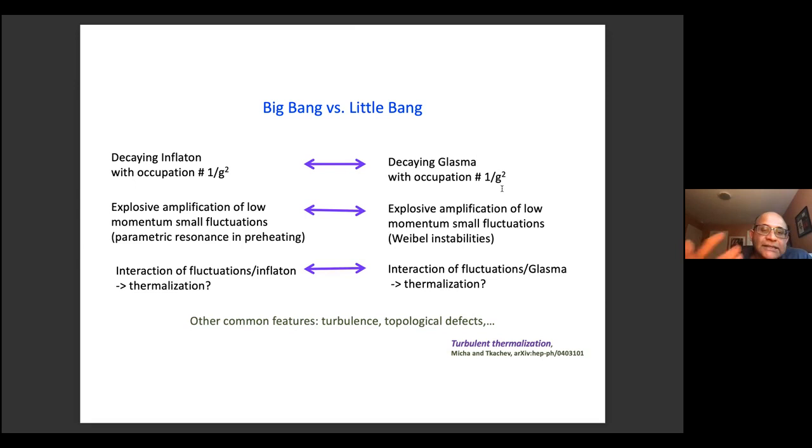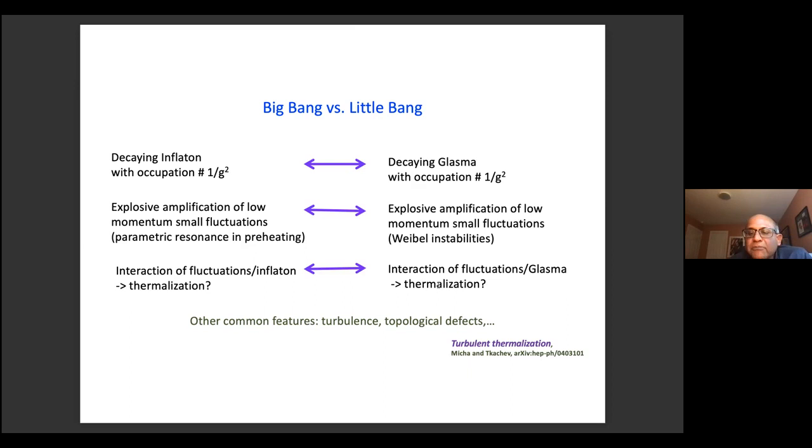There's an explosive amplification of small momentum fluctuations, low momentum fluctuations, which are the analog of Weibel instabilities in plasma physics, which plays a similar role to the parametric amplification, the amplification of small fluctuations in the early universe due to parametric resonance. And it's the interaction between these fluctuations and the classical field which is conjectured to lead to thermalization. And a similar phenomenon might also be occurring in these heavy ion collisions.